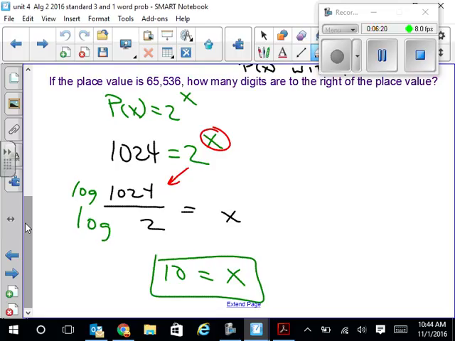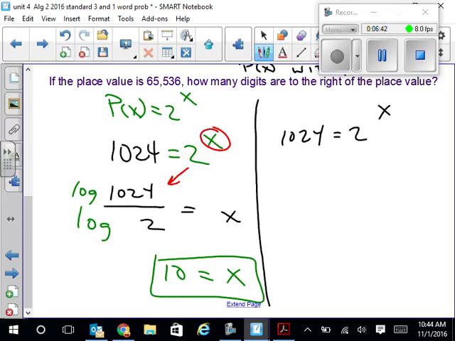What you do to one side, you must do to the other. At this point, what you get on the next line is the x comes down. You're left with the log 2 and the log 1024. And then to get it, you divide the green guys, and you got it. x equals log 1024 over log 2.